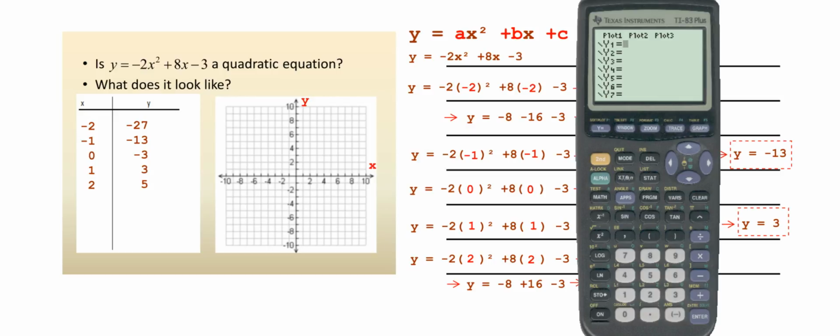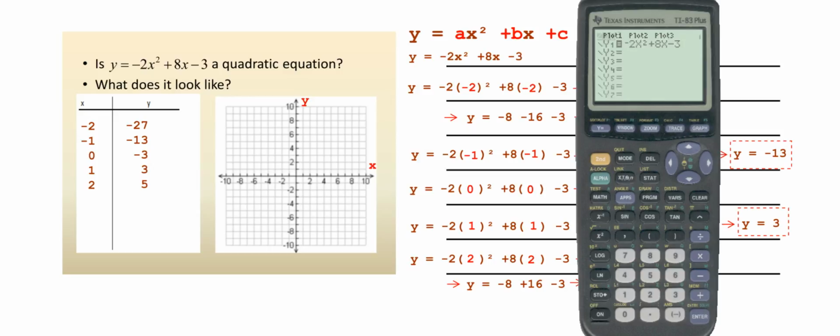Has to be your negative sign at the very bottom, right next to your enter button. So negative 2x, then the square button on the left side towards the middle of your calculator keyboard, squared, so plus 8x. Once again, your x is your alpha button, or next to your alpha button, I should say. 8x minus, that's the subtraction sign, so minus 3.